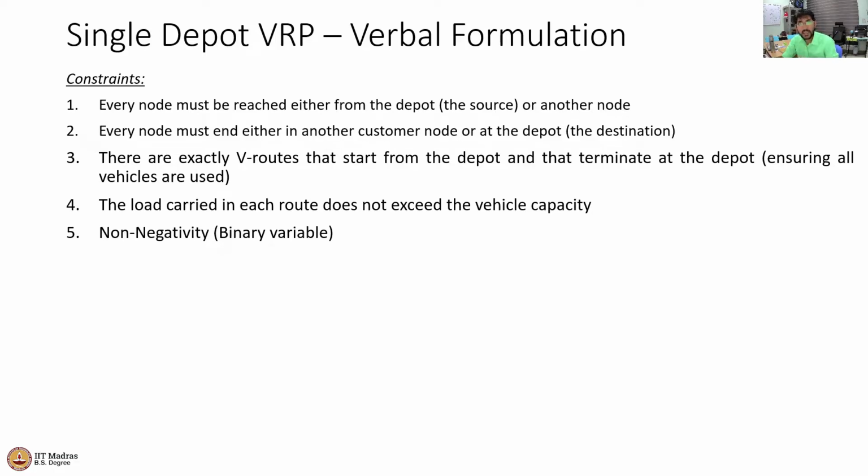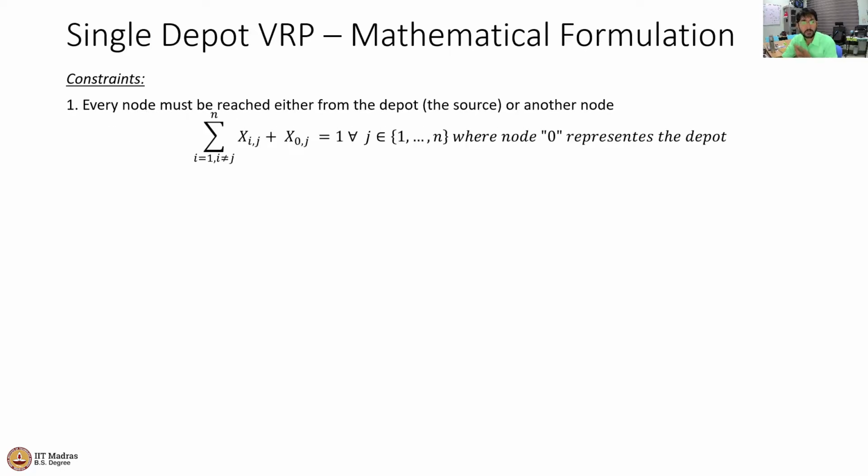Now let's get into the mathematical formulation. First, every node must be reached either from the depot or from another node. So what does that mean? Let's look at the standard example. We are always taking the 5 city case example. So we have node 1, node 2, node 3, node 4 and node 5. And of course, we also have node 0, which is our depot.